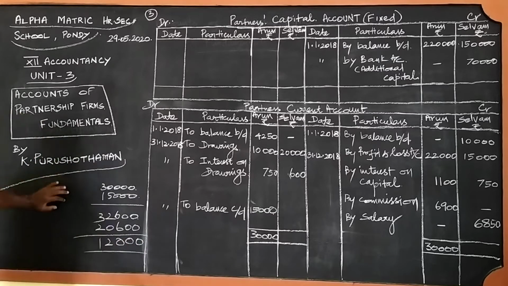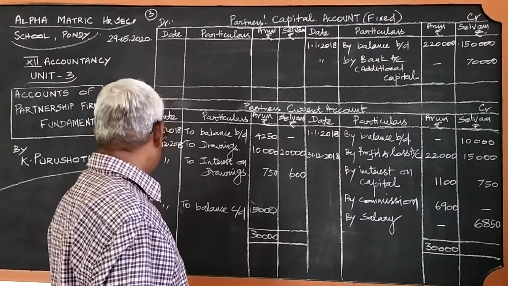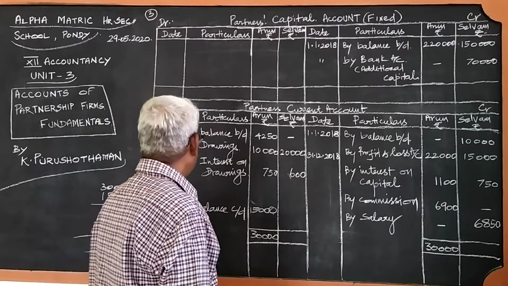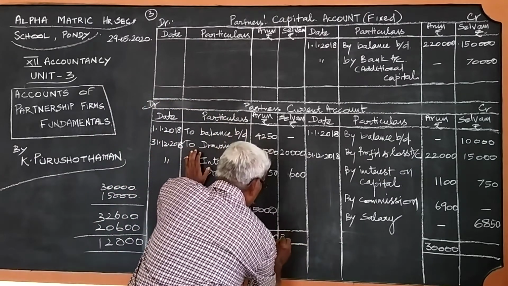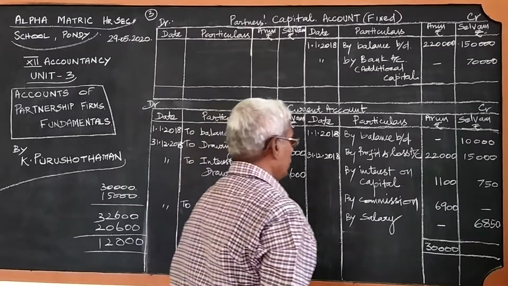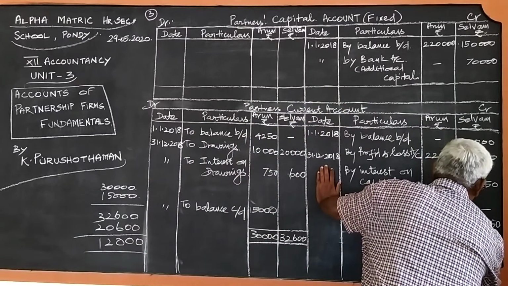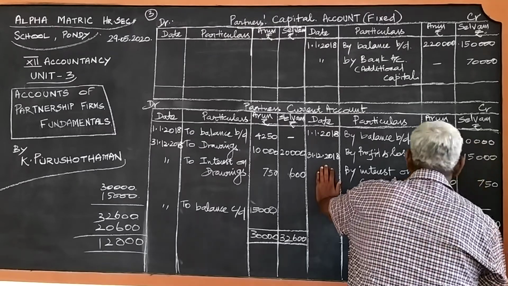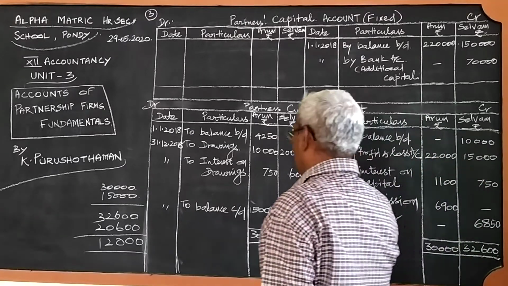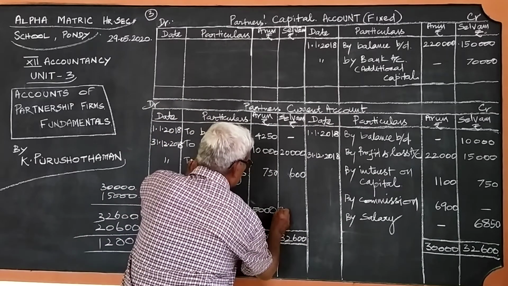So the balancing figure is 12,000. Which is the greatest total of both the sides? 32,600. You write it on both sides. 32,600. Now the balancing figure is on the debit side. The amount is 12,000.